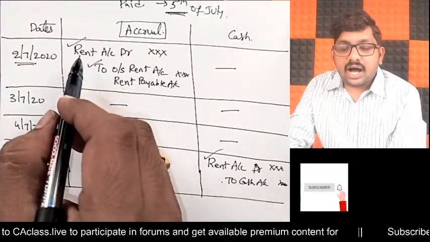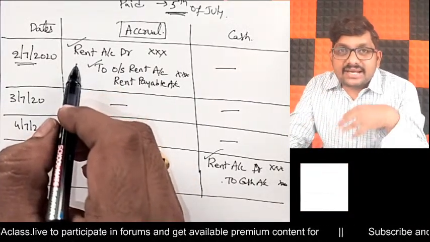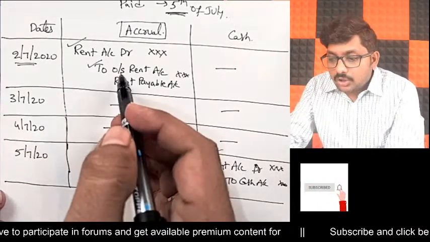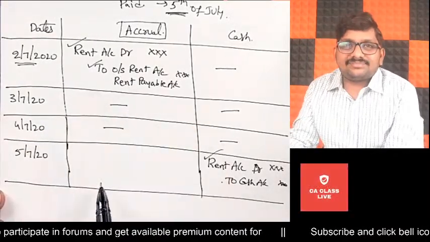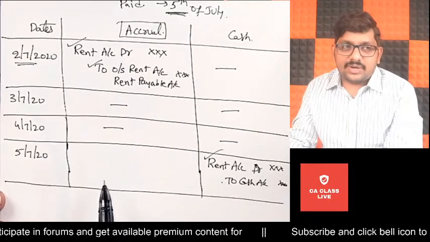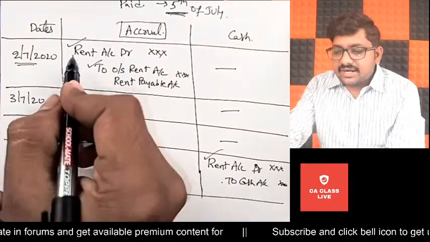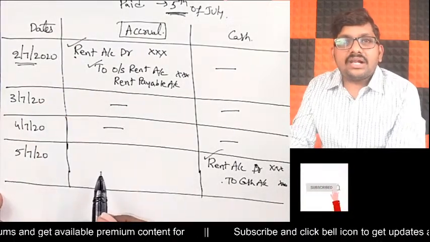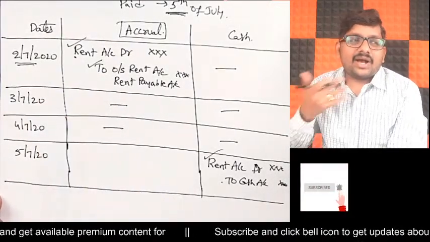Are you incurring rent expense once again on 5th? Or are you clearing off your liability now? You are clearing your liability now because I already incurred it on 2nd. Now I am only clearing that liability and coming out of it.